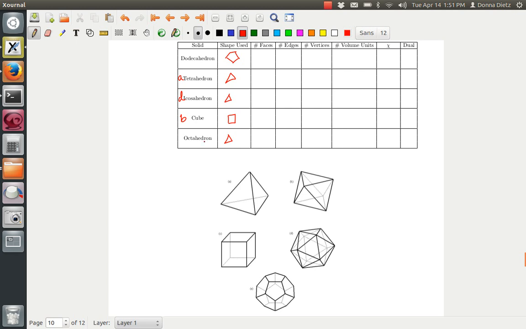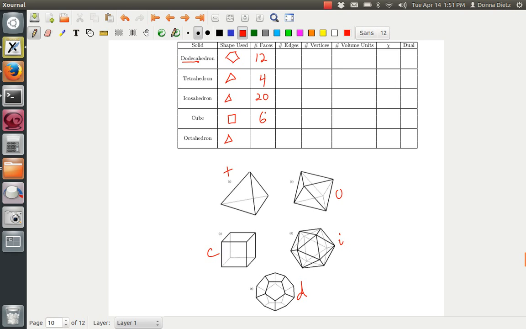Oh yeah, I can't actually read those letters. Okay, so this one is the dodecahedron, this is the icosahedron, this is the tetrahedron, this is the cube, and this is the octahedron. So, number of faces in the dodecahedron. Well, the number of faces matches the Greek part of the name. Dodeca is 12. Tetra is 4. Icosa is 20. Cube, I don't know what we call this.